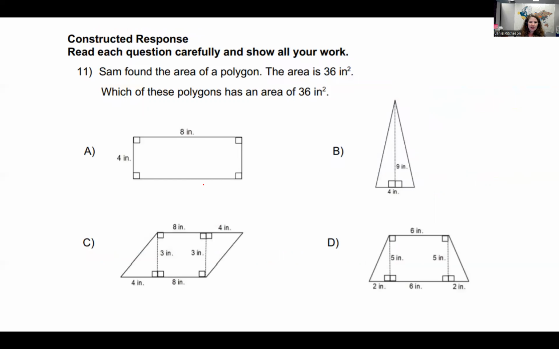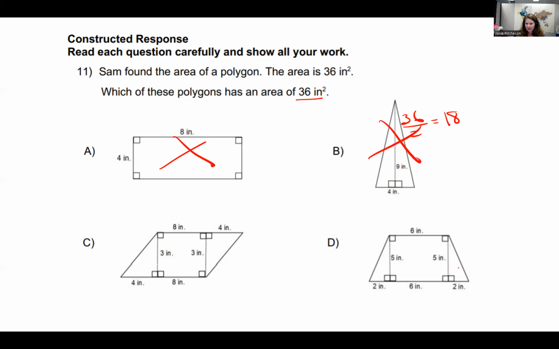All right, Sam found the area of a polygon. The area is 36 inches squared. Which of these polygons has an area of 36 inches squared? Well, it's not the first one. The first one's 32. What about this one? This would be half of 36, which is 18. So it's not that one.